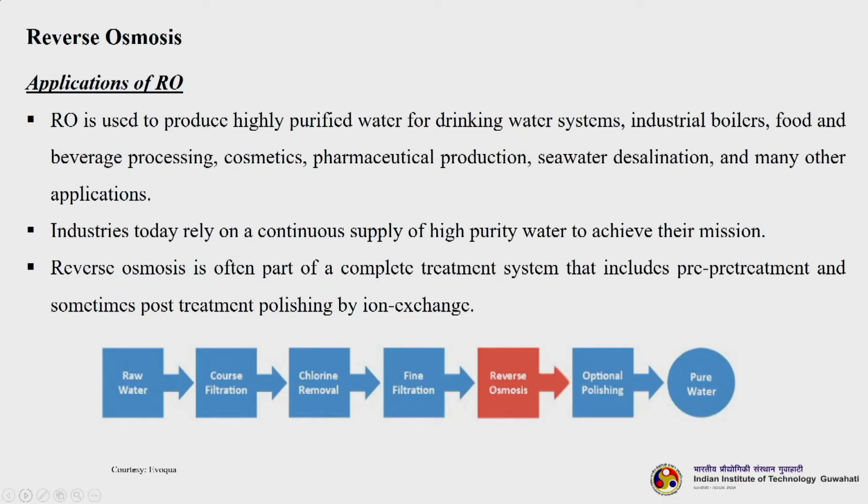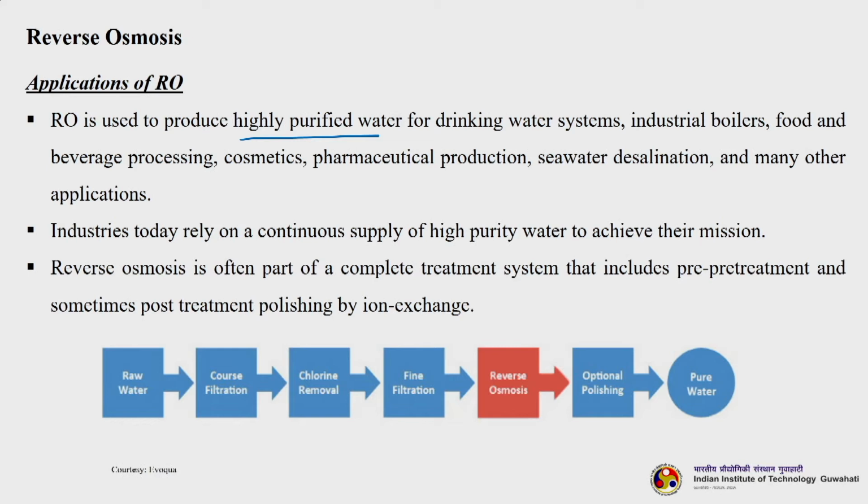Now, let us try to understand and learn different types of applications of RO. We will discuss 2-3 different applications. There are many. RO is used to produce highly purified water for drinking water systems, industrial boilers, food and beverage processing industries, cosmetics, pharmaceutical production, seawater desalination and many other applications. Today industries rely on a continuous supply of high purity water to achieve their mission. Reverse osmosis is often part of a complete treatment system that includes pre-treatment and sometimes post-treatment polishing by ion exchange.